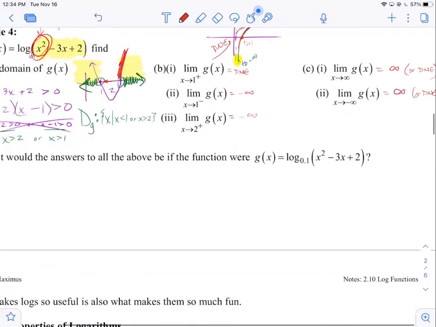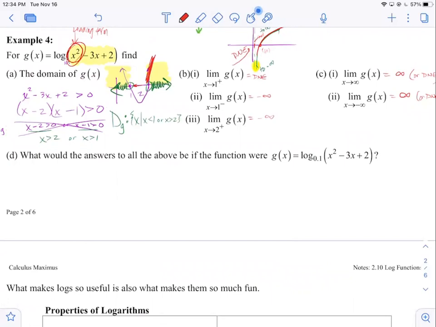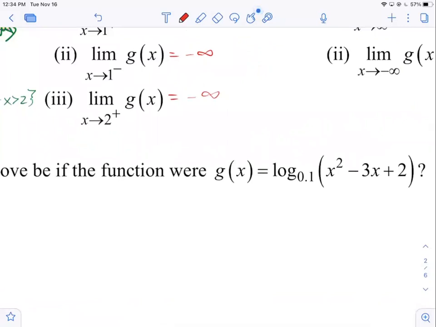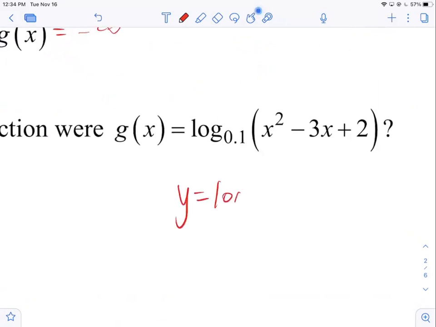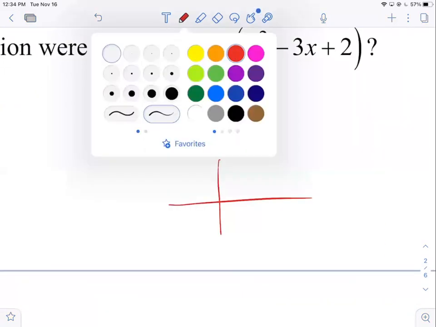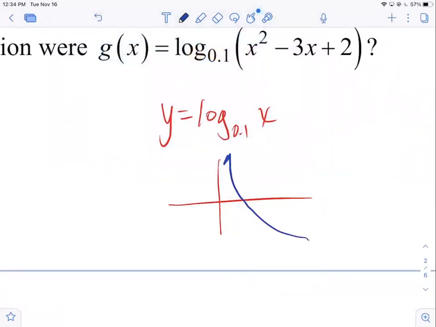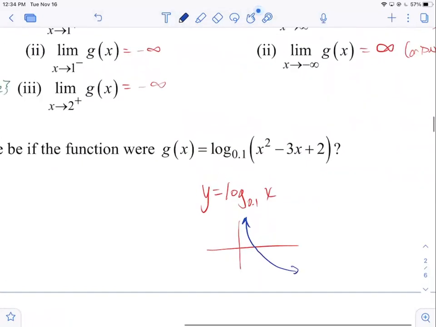Now, look at what I did on part D. And this is kind of what I was trying to say on part A, but then I shut myself up because I realized what I was doing. We'll have to do this quickly. What would all the answers to the above be if the function were log base 0.1? What is 0.1? Is that log growth or decay? It's decay because it's less than 1. So we'll just say this would look like this. And now the graph looks like this. So all of the answers above that were positive infinity will turn into negative infinity, right?